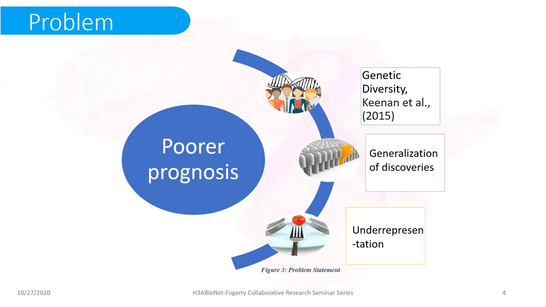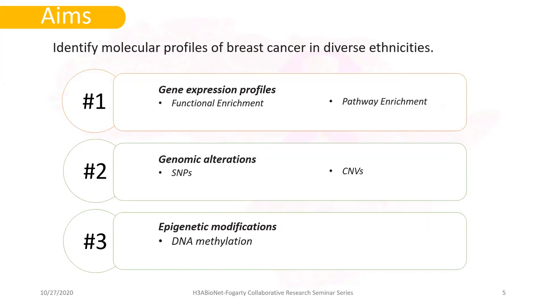Therefore, to elucidate the possible distinct biological mechanisms or pathways of breast cancer carcinogenesis or prognosis in diverse ethnicities, we sought to investigate the molecular profiles of breast cancers in diverse ethnicities. So specifically, we seek to investigate the gene expression profiles, the genomic alterations within the populations, and then epigenetic modifications within various populations.